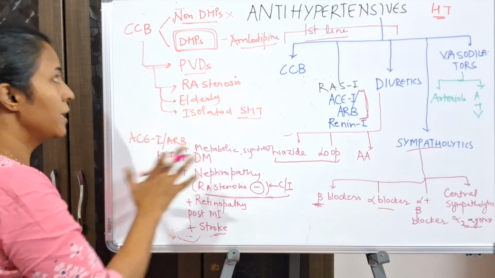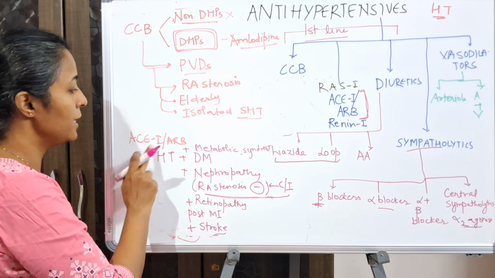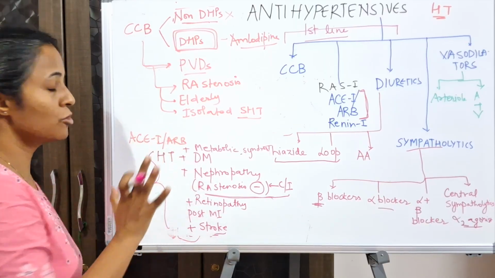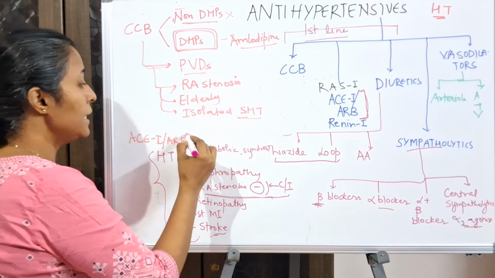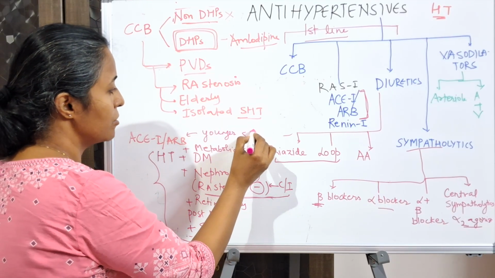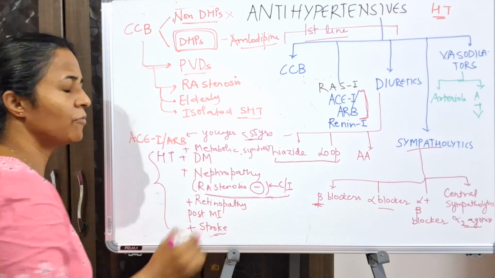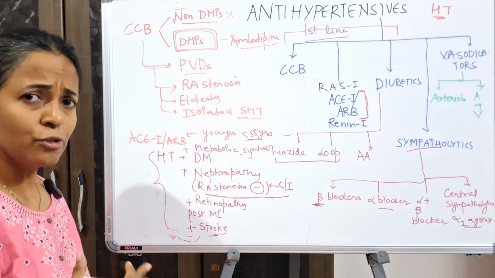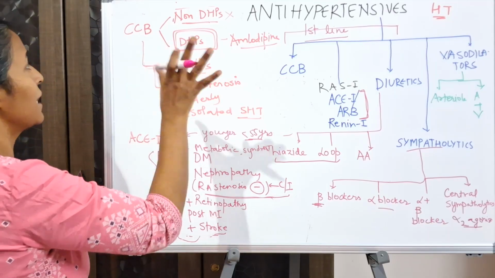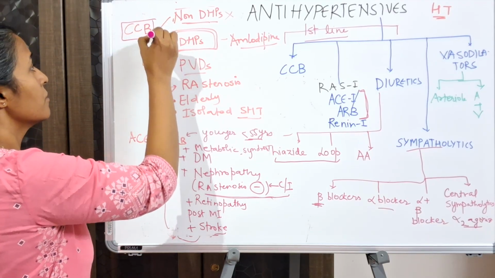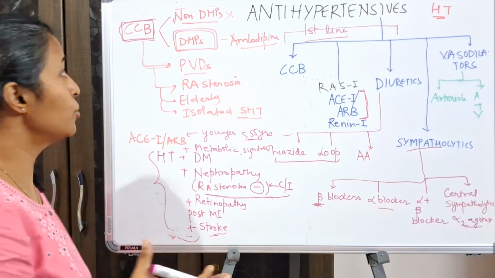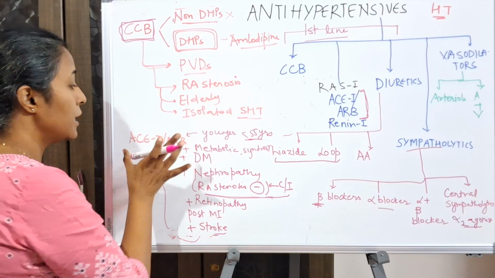CCBs, first line drug. If there is any problem giving CCBs, then we go with ACE inhibitors, especially if the patient has these comorbidities. Then the first choice of drug is ACE inhibitors. Secondly, in younger patients, less than 55 years of age, sometimes it is preferred because in them, the activity of angiotensin 2 is found to be higher. But nowadays, they recommend that for all ages, first line drug is calcium channel blockers. If the patient is not able to tolerate these calcium channel blockers, then we give ACE inhibitors.